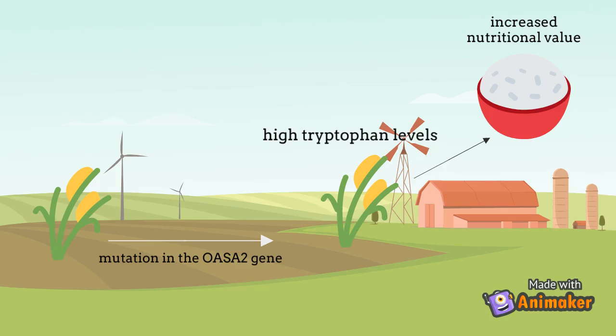Some specific examples of it being used in the real world would be the use of it in mutations in the OASA2 gene in rice, which causes a high level of tryptophan in the mutated rice. High tryptophan levels are desired as they provide a spike in nutritional value.